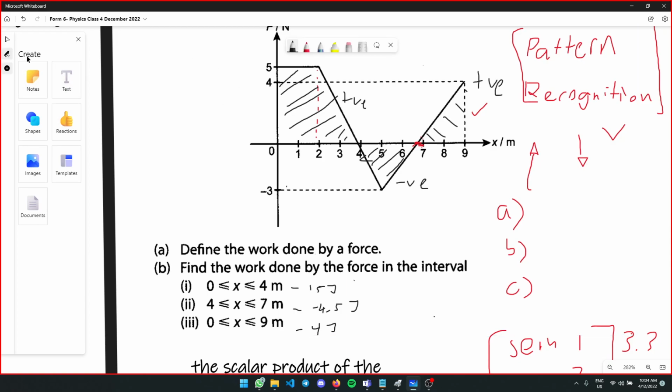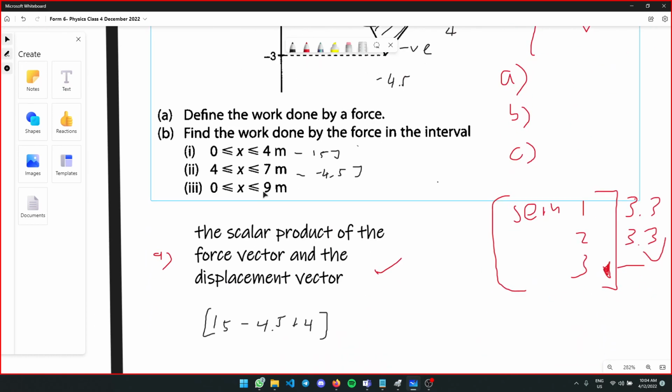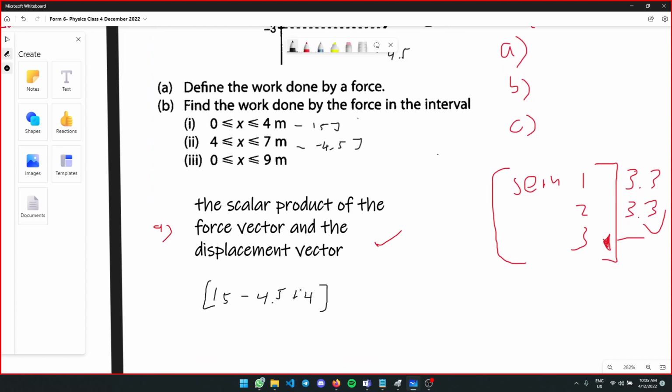Maybe I should write it like this. This is 4. This is 4. 7 to 9. From 4 to 7 is negative 4.5, and this part is 15. So just add everything together when you are asked for 0 to 9, and you will get a sum of 14.5.